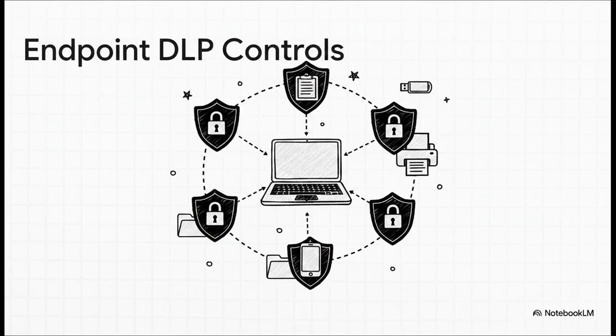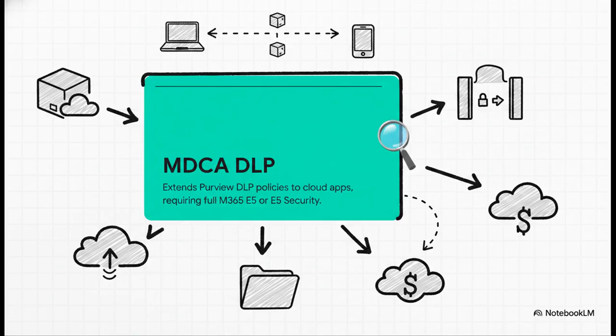We can stop a user from copying credit card numbers to their clipboard and pasting them into their personal webmail. We can audit the printing of confidential documents and entirely block browser uploads to personal cloud drives. But what about those really technically aware users who might try to bypass your endpoint controls entirely? Well, that's where MDCA, or Microsoft Defender for Cloud Apps, comes into play. Integrating MDCA is absolutely essential because it extends your Purview DLP policies directly into third-party cloud apps like Box, Dropbox, or Salesforce. Just a quick note, this specific capability does require the full M365 E5 or the E5 security add-on, but it perfectly closes the loop on web uploads.